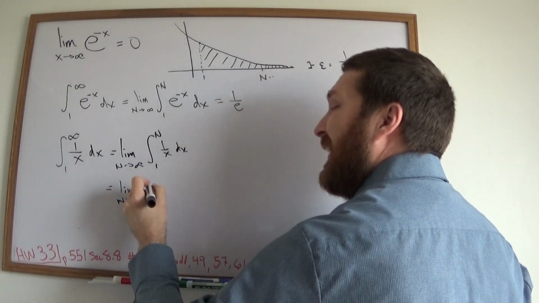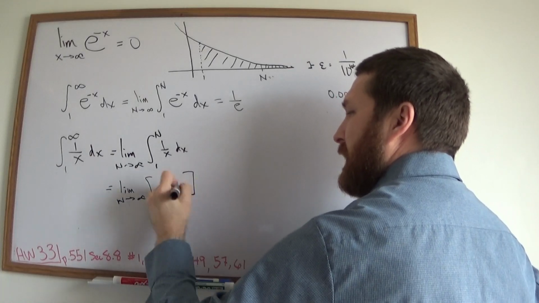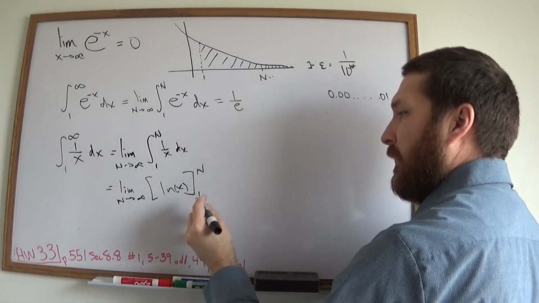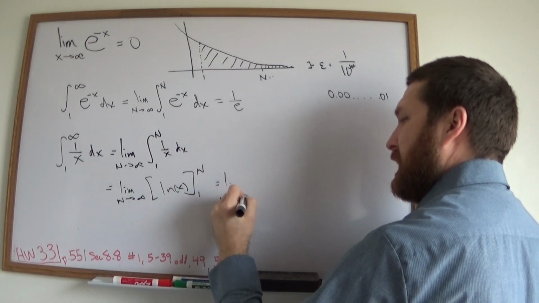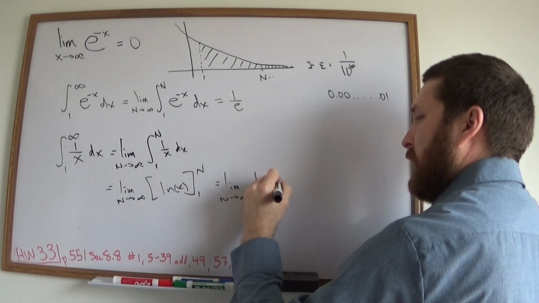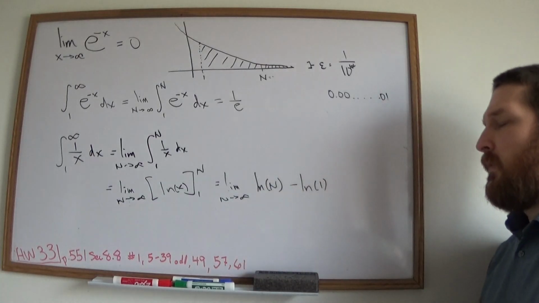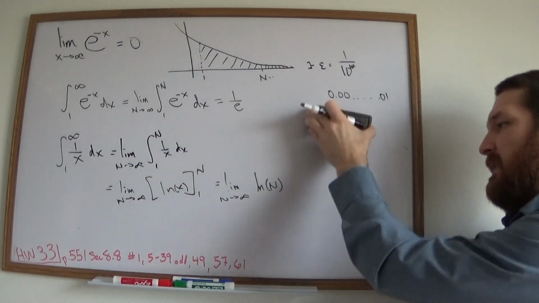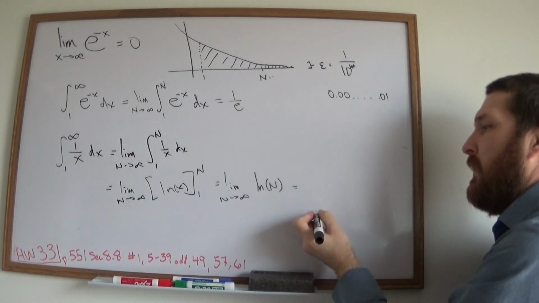It's what? Log effect. Right. Natural log of x evaluated up at n and down at 1, which is the limit as n goes to infinity of log n minus log 1, right? What's log 1? 0. There we go. And what's that? Infinity.